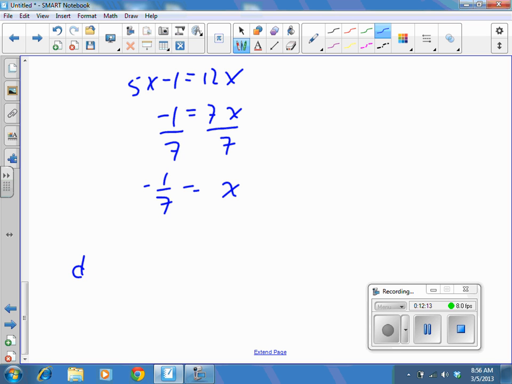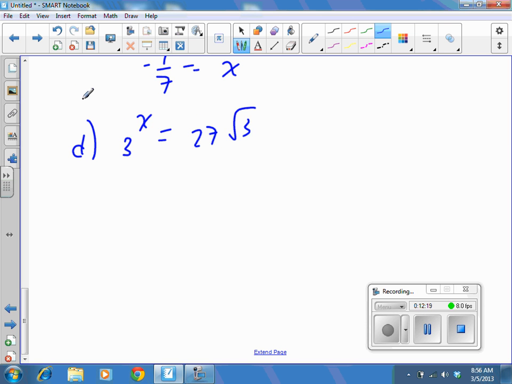Okay, so D, 3 to the power of x equals 27 root 3. I look at this equation. The instruction says solve, and I identify it. It's exponential, and I know very clearly what to do. Make the bases the same.